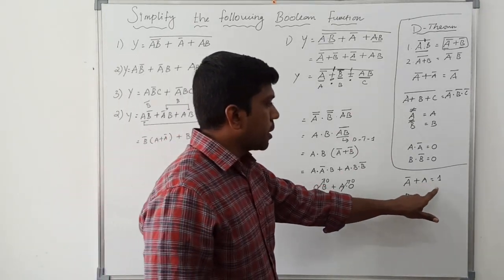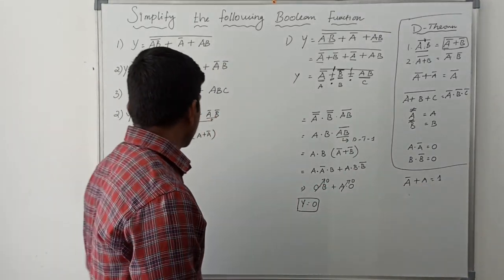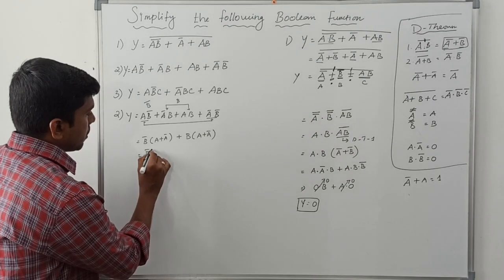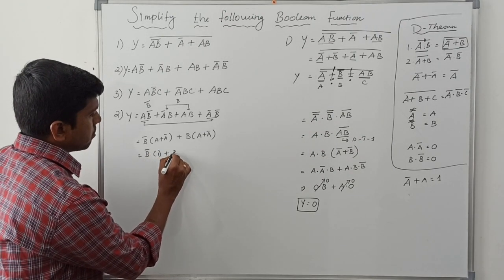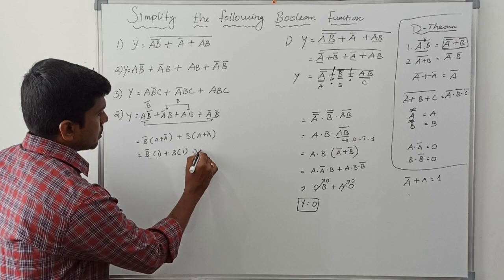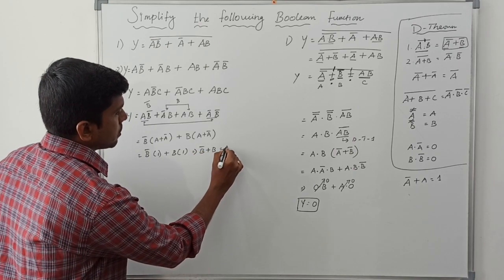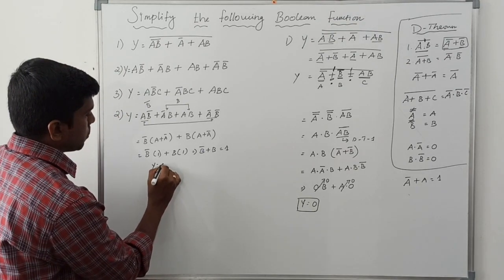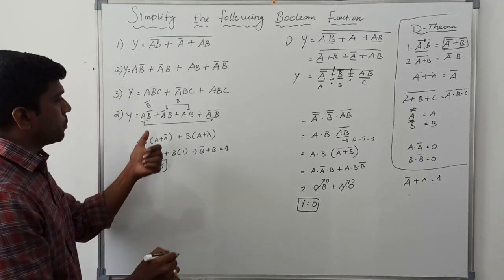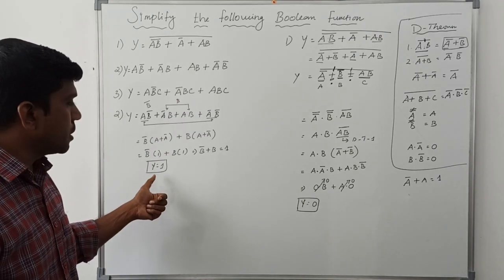A plus A bar equal to 1. So B bar dot 1 plus B dot 1. B bar plus B is equal to 1. So Y equal to 1. After simplification of this Boolean expression, the result is 1.